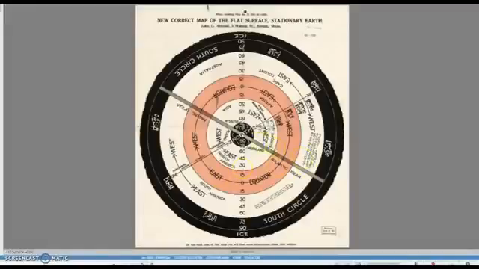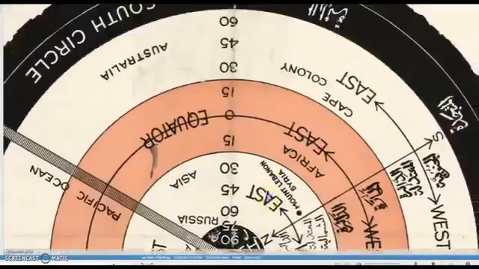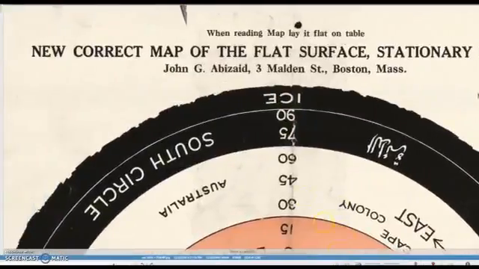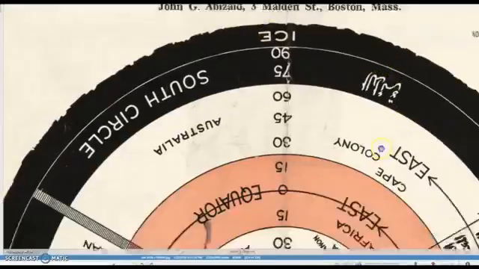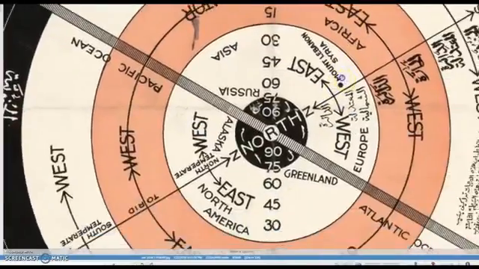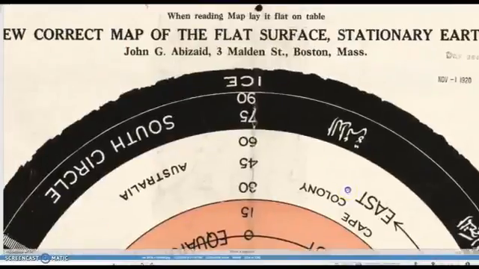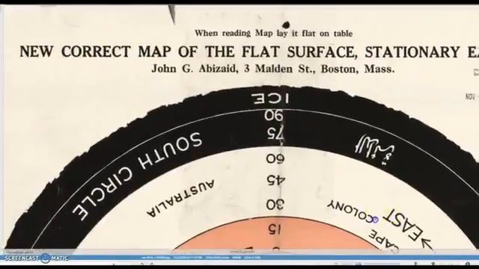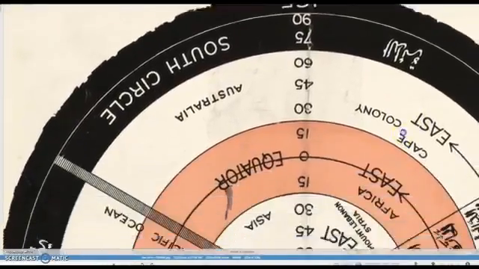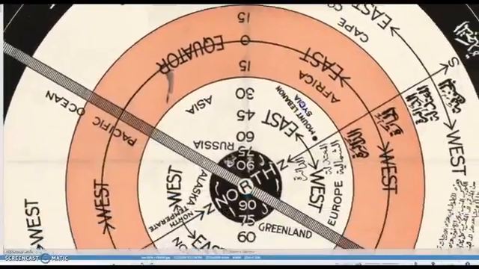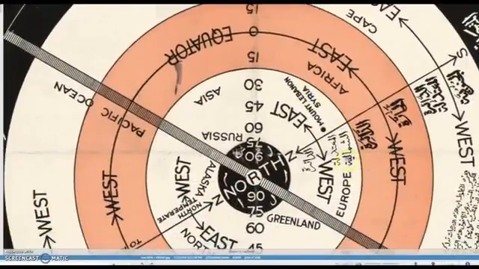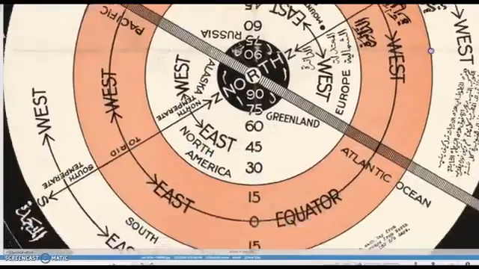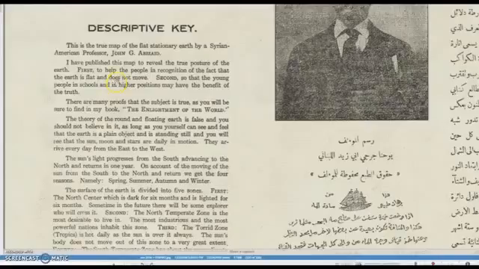This is the map. He claims, Professor John Abazad. I don't know if I'm pronouncing that right, but here's his map. Somebody viewing this that knows Arabic can verify for us what is being written here.